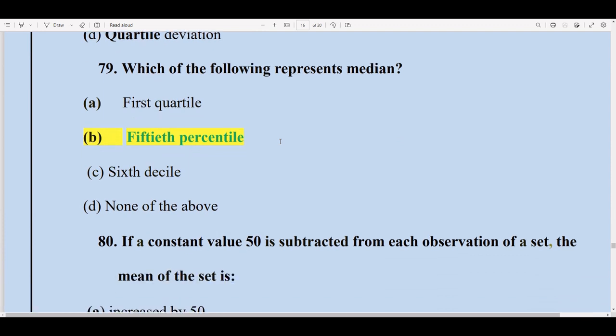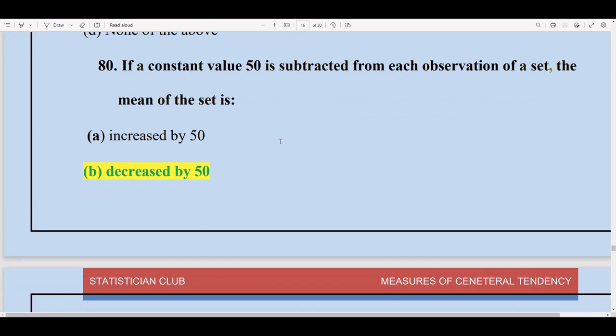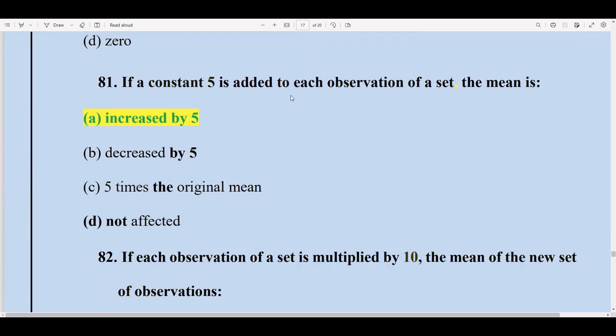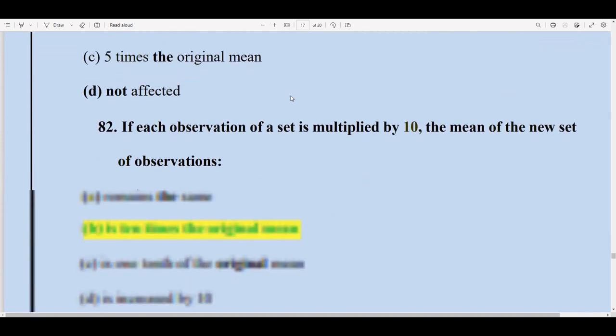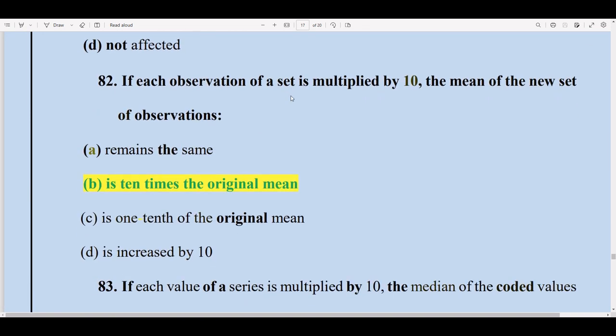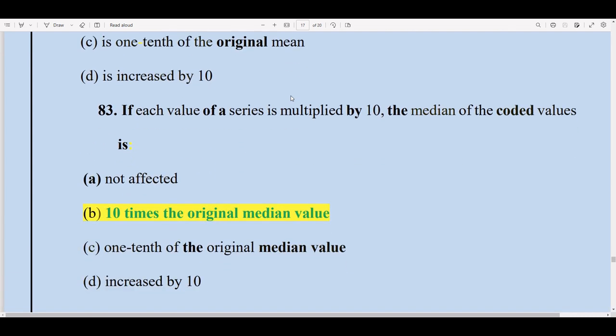Which of the following represents median? 50th percentile. If a constant value 50 is subtracted from each observation of a set, the mean of the set decreases by 50, because we subtract a constant value 50 from each observation. If a constant 5 is added to each observation, its mean is increased by 5. If each observation of a set is multiplied by 10, the mean of the new set is 10 times the original mean.